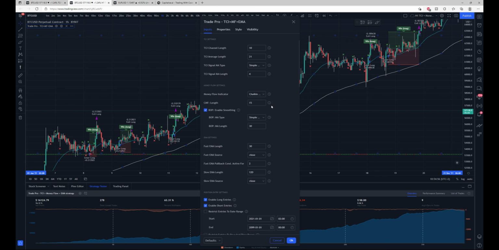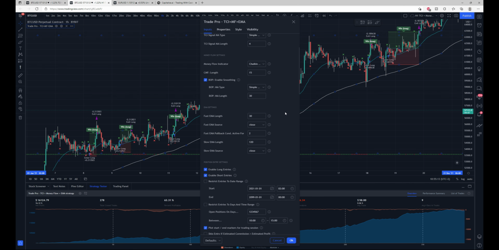Then there's the money flow indicator. So you can choose between the Chaikin money flow and the balance of power. Right now, we're going to add more if people request it. You can change the length of the Chaikin money flow. You can change the smoothing on the balance of power and, of course, the length of it as well.